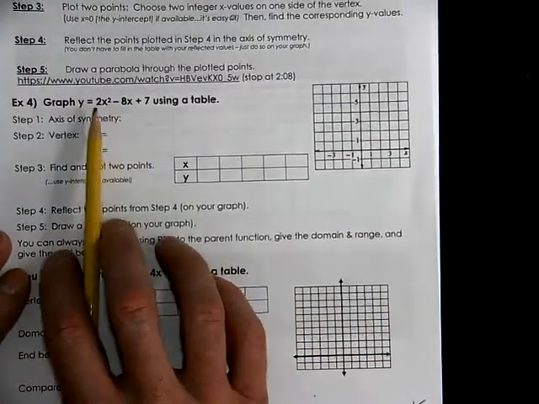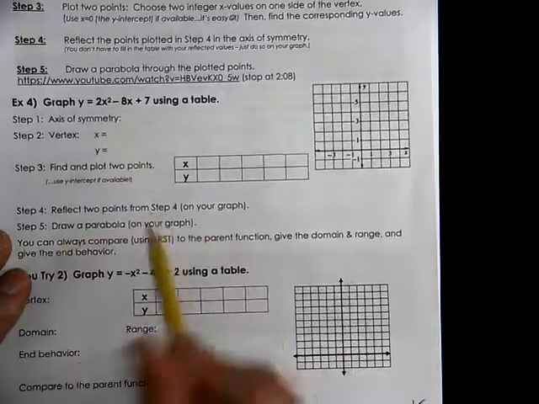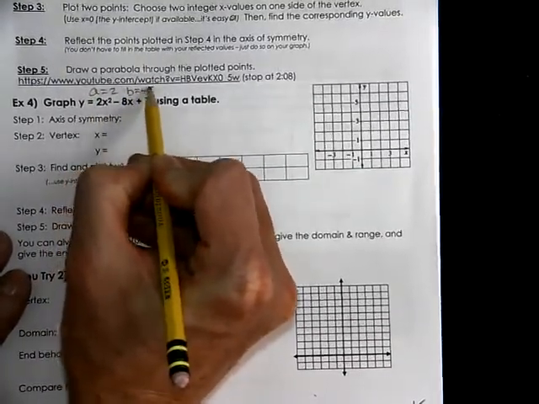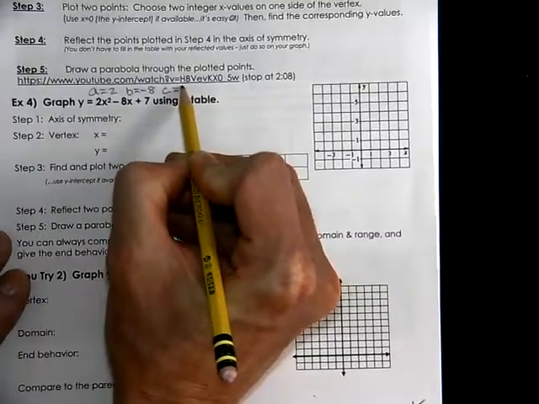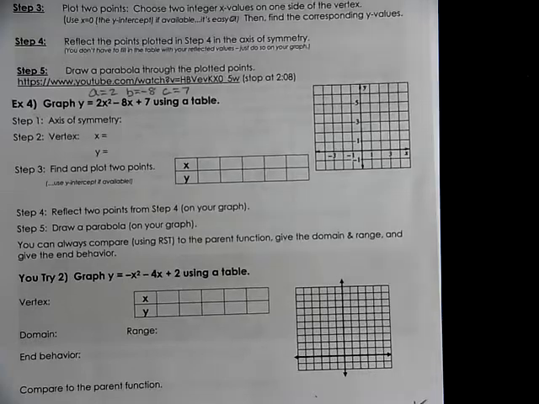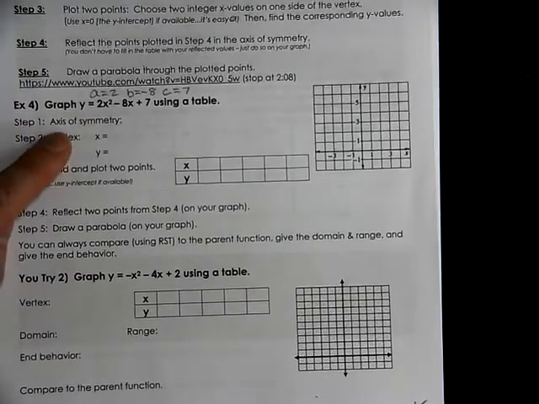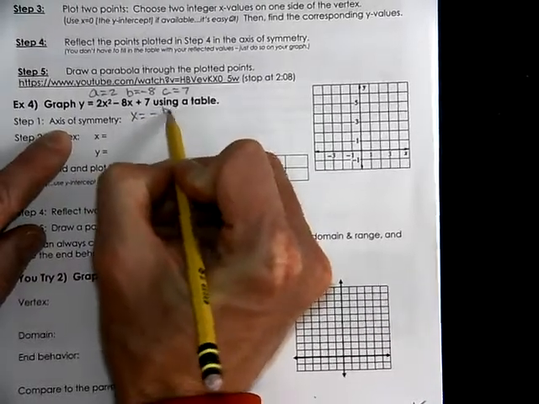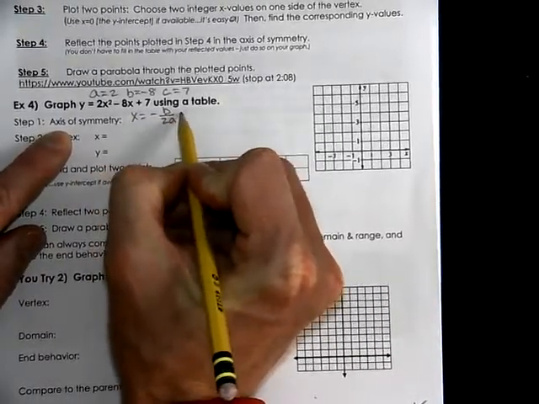Here's standard form. We know this is standard form because we have an A value, a B value, and a C value. So we're going to find our axis of symmetry, or line of symmetry. To do that, we use x equals opposite of b over 2a.